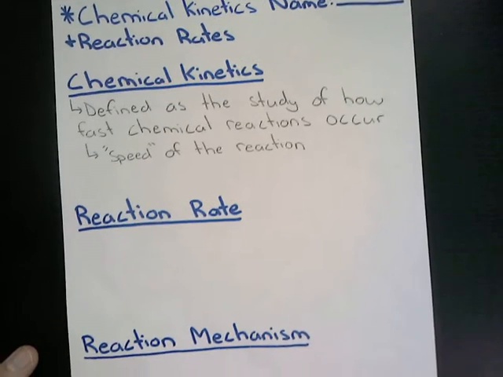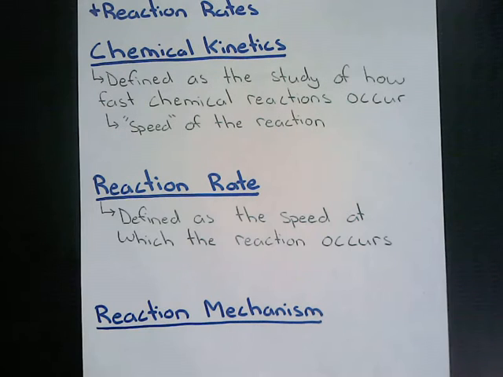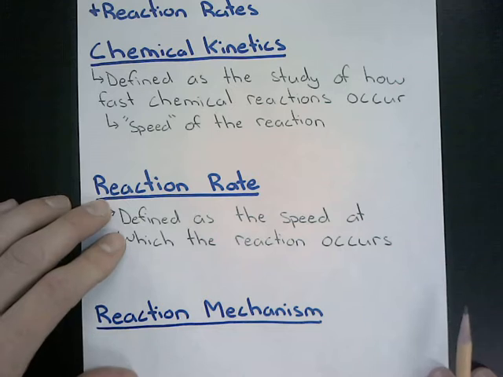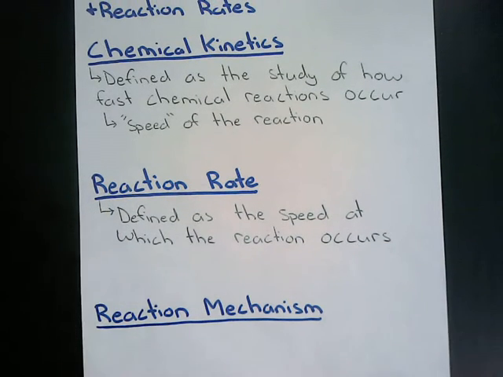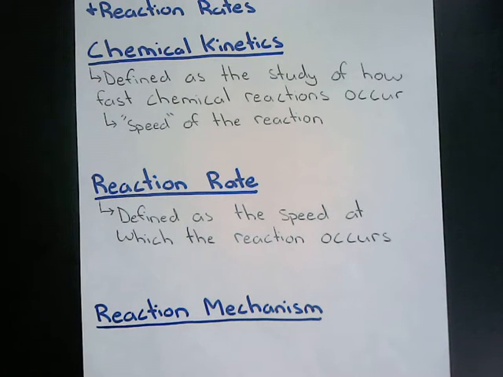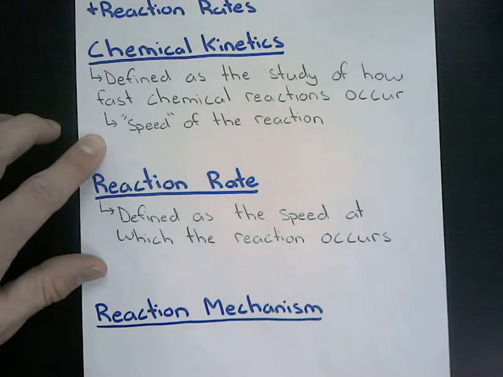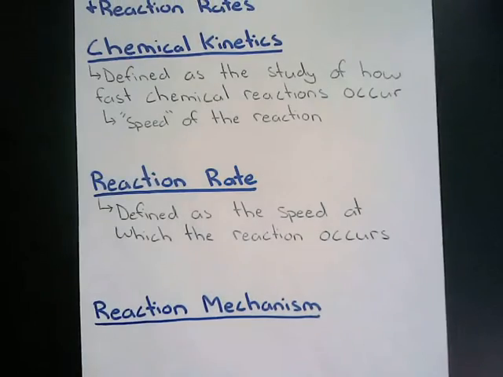Moving down to this other term here, we have the reaction rate. Now the reaction rate is just defined as the speed at which the chemical reaction occurs. So yes, the chemical kinetics does look at the speed, but specifically the reaction rate. Again, we're talking about a rate, so we're given something per time is the exact definition of that speed of that reaction. There's one more thing that we could add into chemical kinetics here, and that is the reaction mechanism.